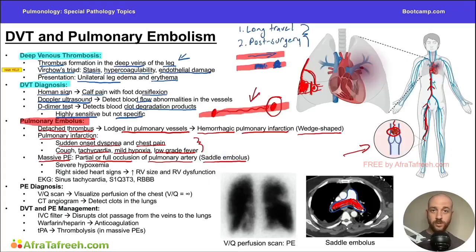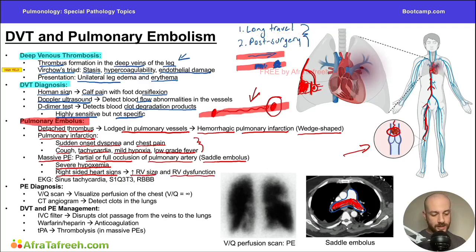So of course, if we're partially or fully occluding the pulmonary artery, we're not going to be pumping much blood to the lungs, and this can result in severe hypoxemia. And furthermore, now blood is going to be backing up into the right ventricle, and so we're going to start to see right-sided heart signs, such as an increased right ventricular size and right ventricular dysfunction.